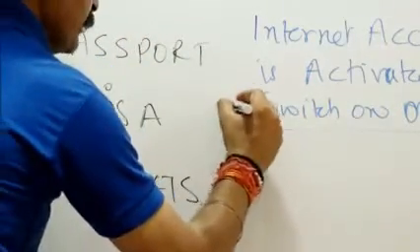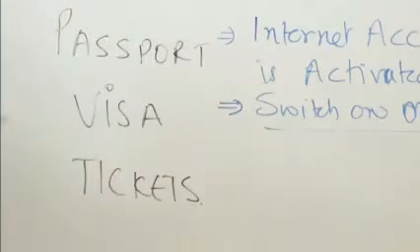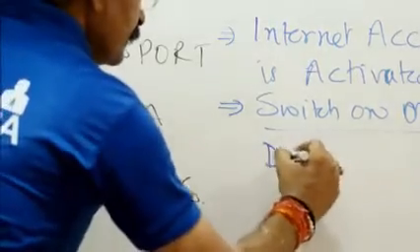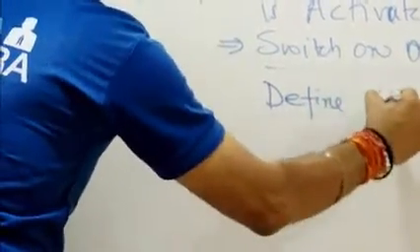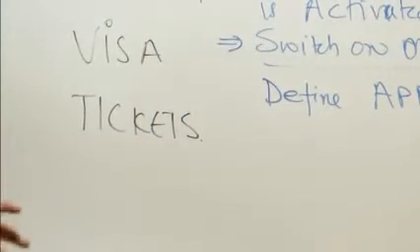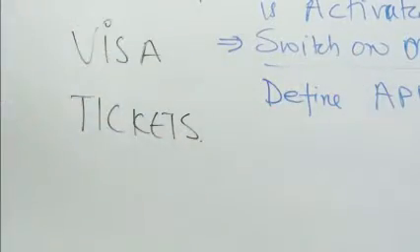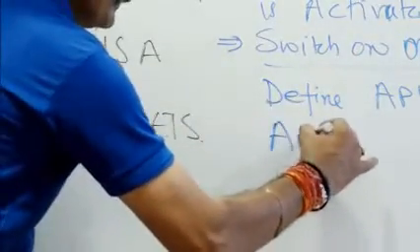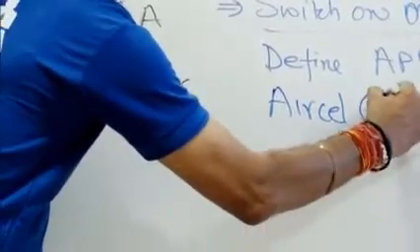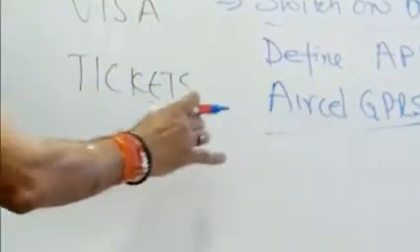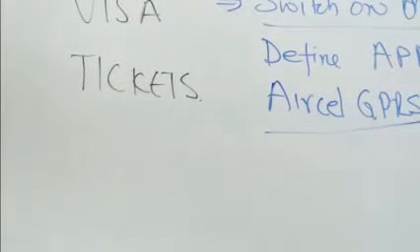So data is switched on here, and it has also been activated by the service provider. Visa is like defining the APN. What is the purpose of travel is written in the visa. Which access you have to take, which route you will take, is the APN, and the APN in general is Aircel GPRS. It does not make a difference whether you write it in capital or small letters.